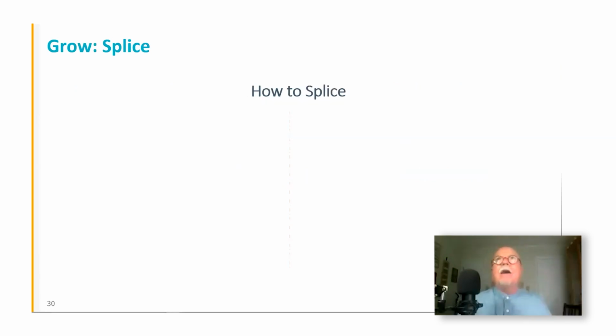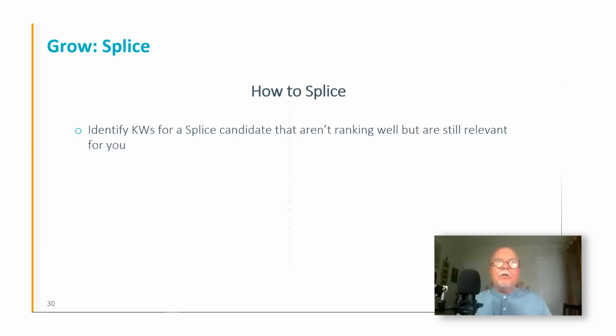So how do we splice? First of all, you identify the keywords for a splice candidate. You can do that from Google Search Console. You focus specifically on the URL of the candidate page, and you find the keywords that aren't ranking well but are still relevant for you.